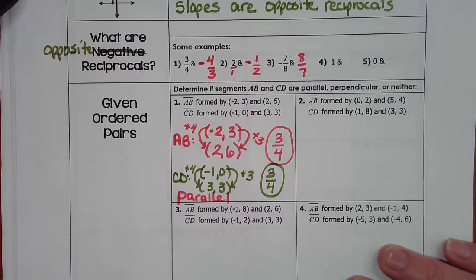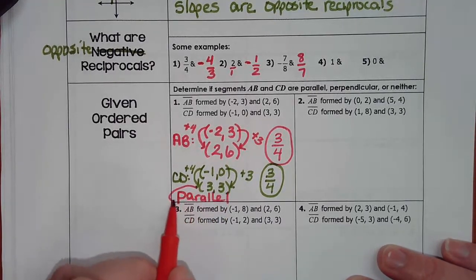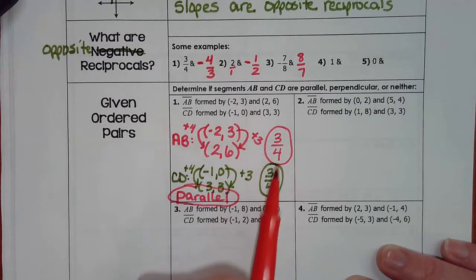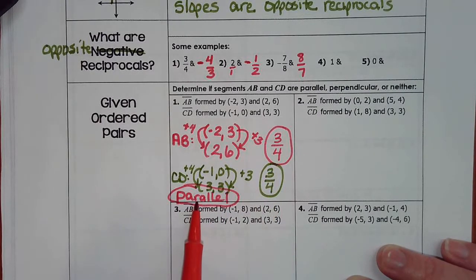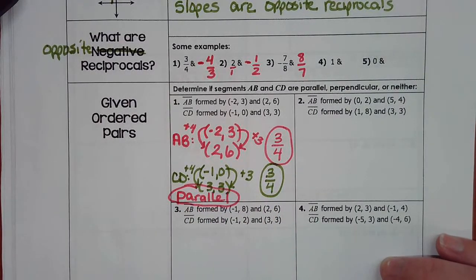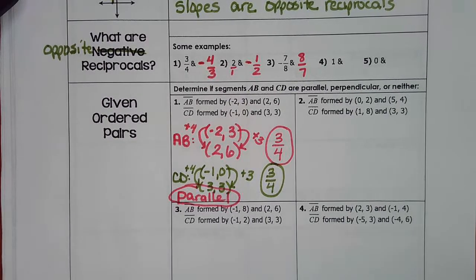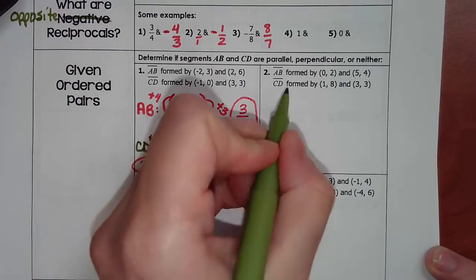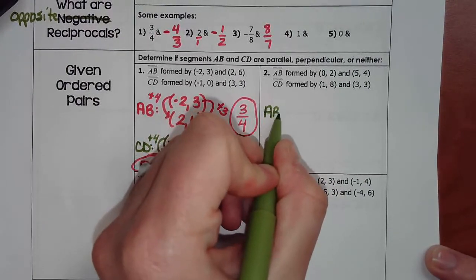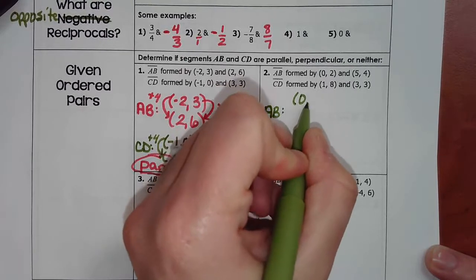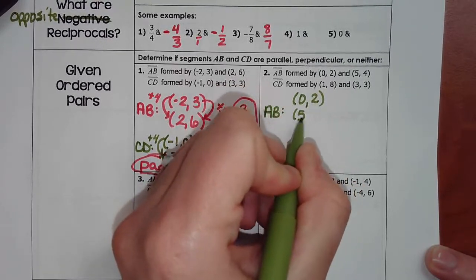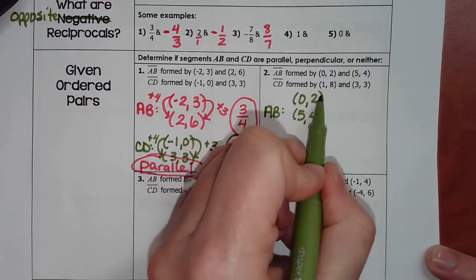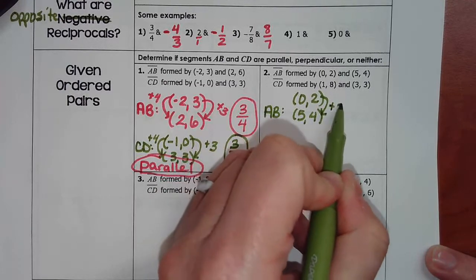Each one of these is technically going to be 3 problems in one: 1 for the slope, 2 for the slope, 1 for the parallel, perpendicular, or neither. So let's take a look at another one. If we take a look at number 2 here, and I think this might be the only other example I do, I think you guys can handle this. So if we have AB, I'm going to stack my points. I have 0, 2, 5, 4. To go from 2 to 4, I go up 2.